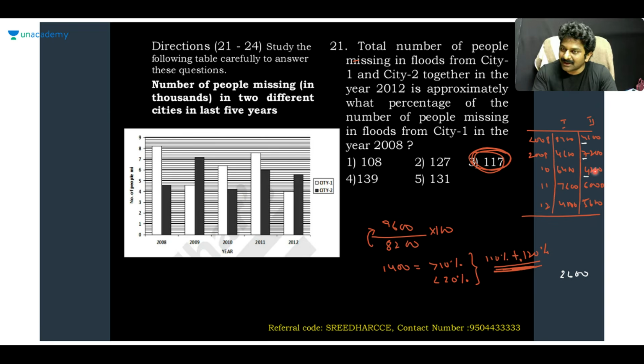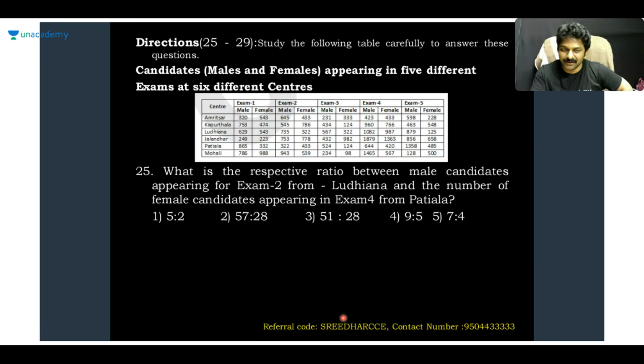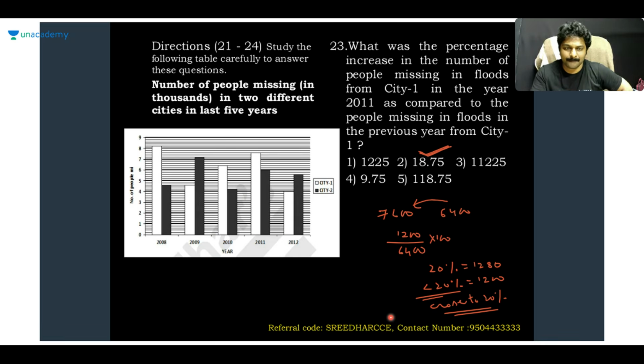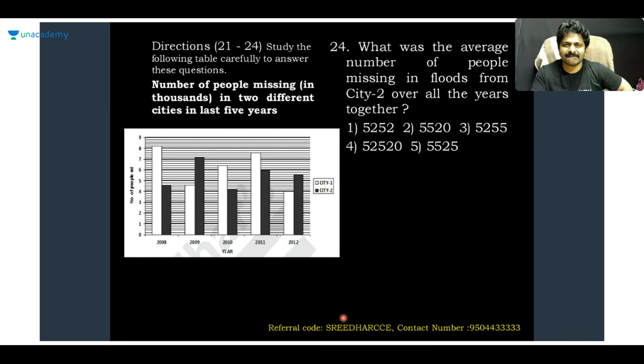600, 200, 200, 1,000 and then 600. That is total 1,600. Value is 4,200. And you're asked to calculate average, divided by 5. 4,200 divided by 5. Answer? 840. Something wrong. City 2, all the years. Just a minute.